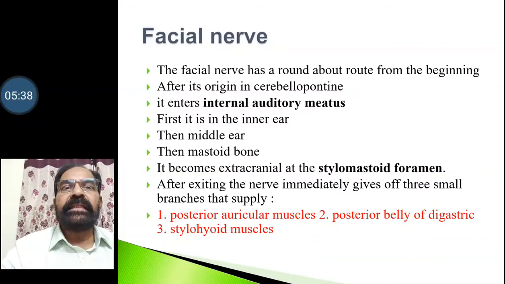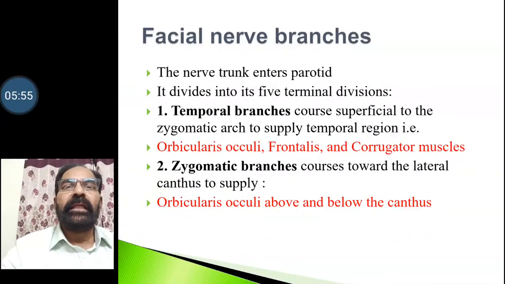After exiting the foramen, the nerve immediately gives off three small branches that supply the auricular muscles, which are called as posterior auricular muscles, then posterior belly of digastric and stylohyoid muscles. Then the nerve enters into parotid gland and it divides into 5 terminal branches or terminal divisions. So first one is temporal branches. They course superficial to zygomatic arch to supply the temporal region.